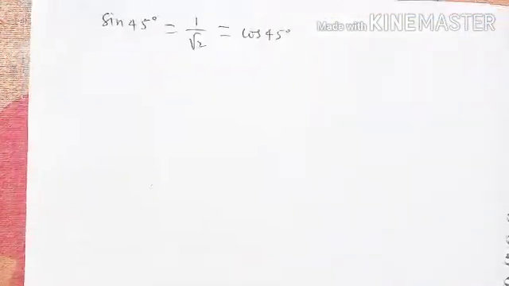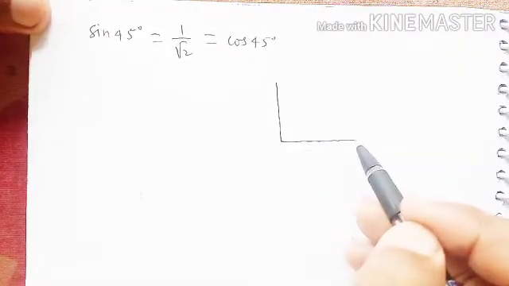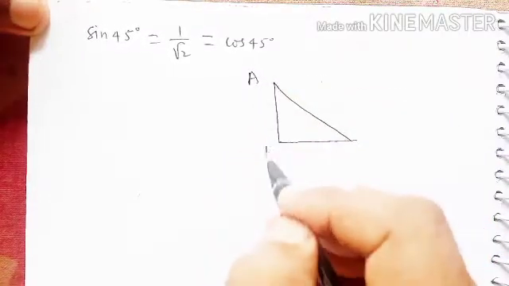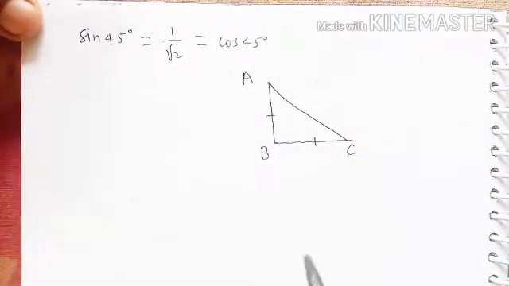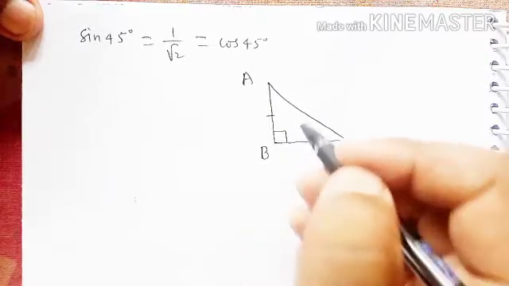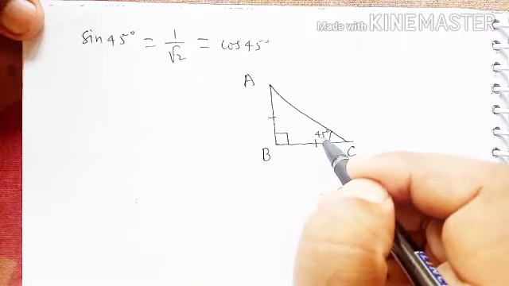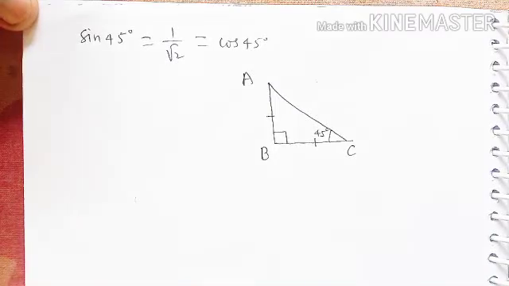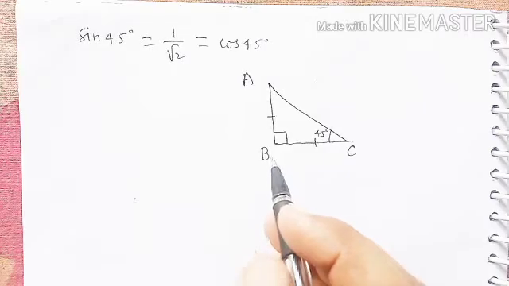Let us prove it. For that we have to make an isosceles right triangle. Means the right triangle having legs equal. You know that in this triangle angle C will be 45 degree. In isosceles triangle AB is equal to BC.